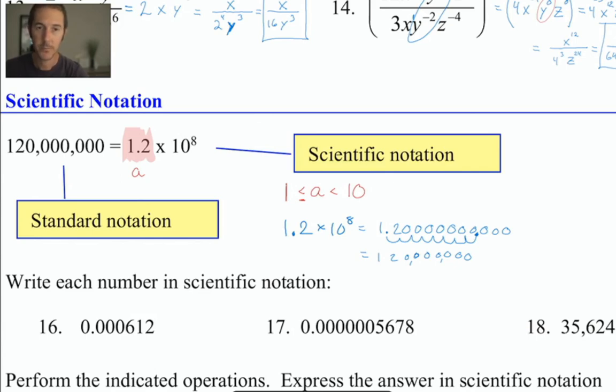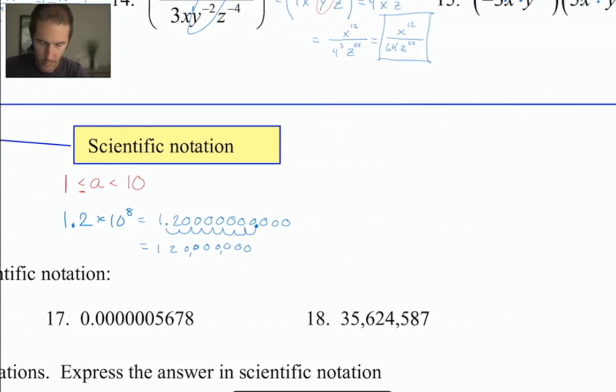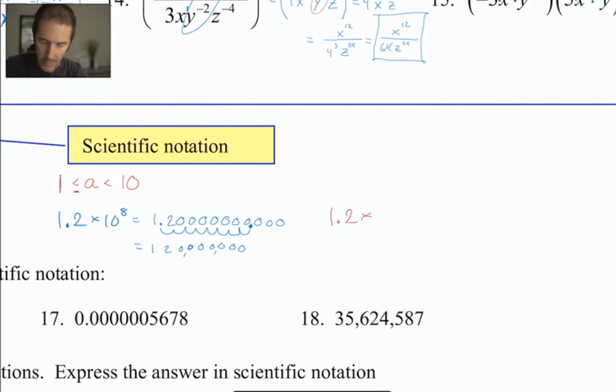If it were a negative exponent, we would still write 1.2. If we had 1.2 times 10 to the negative 8th, this means I'm going to be moving my decimal 8 places to the left. So I'm going to write 0,000,000,000, almost as many zeros as you want, then 1.2. Then I take that decimal place and move it 8 places to the left. 1, 2, 3, 4, 5, 6, 7, 8. So our decimal point is going to appear there.